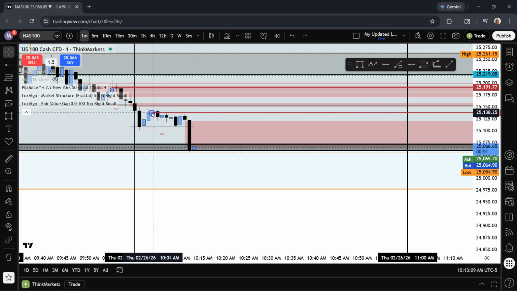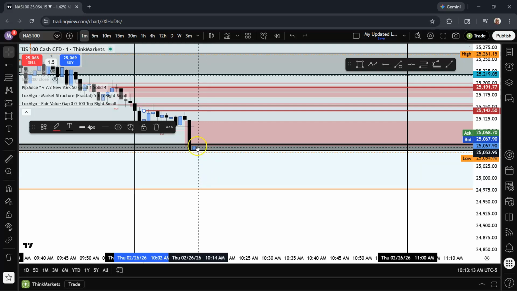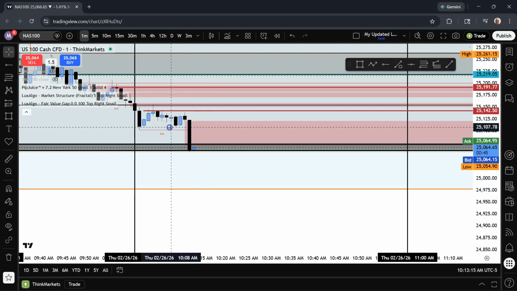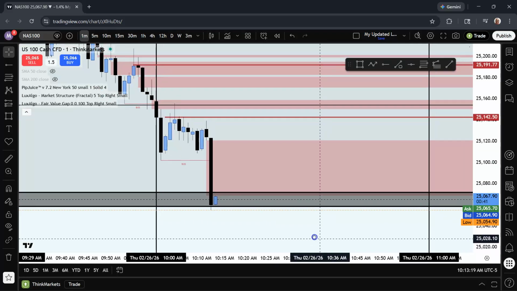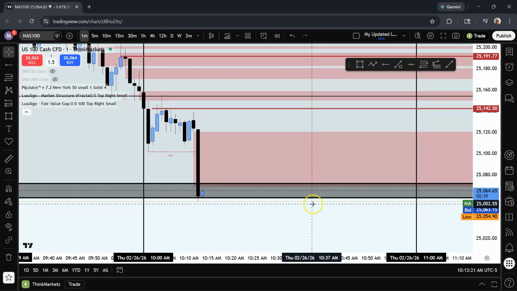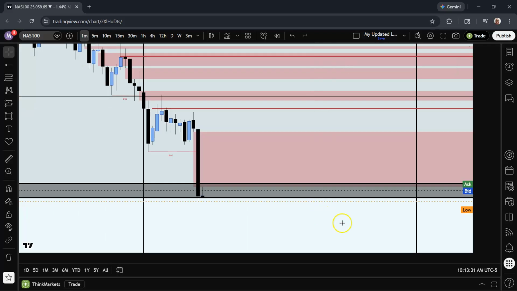So the breaker structure would be up here, where the red line is. And you look for a fair value gap. The value gap will be plotted in green. Okay, so we're 13 minutes in.